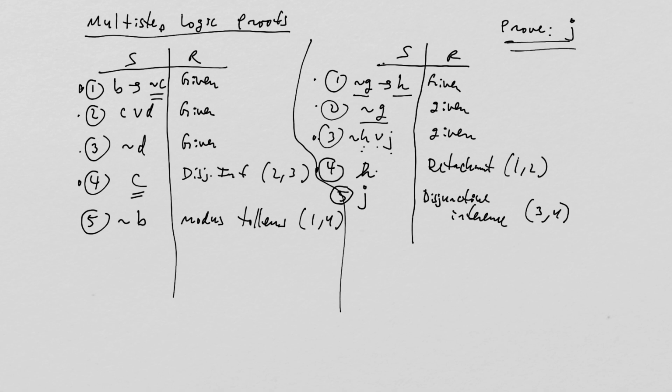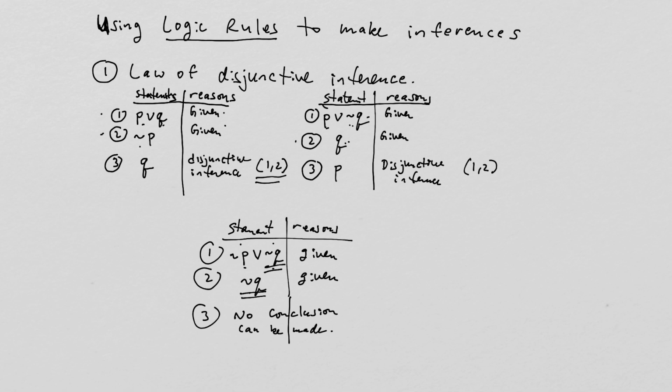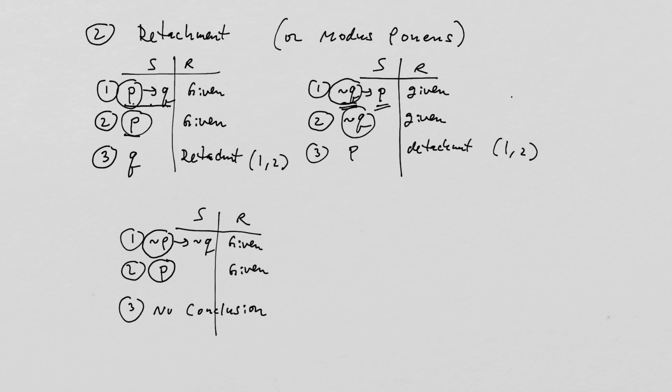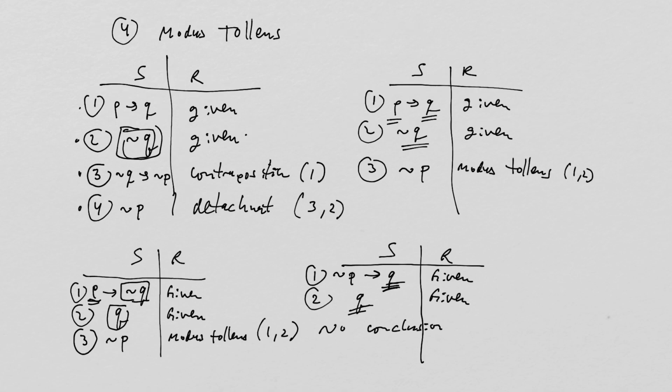Okay, well, that's what I wanted to show you in this series of lessons. We learned four logic rules: disjunctive inference for or statements, detachment for conditionals, contrapositive. We actually rarely use that one. I just wanted to show it to you so that we could get the fourth one, which is modus tollens. Really, we only used the first, second, and the fourth one. Okay, that's going to be good for this lesson.